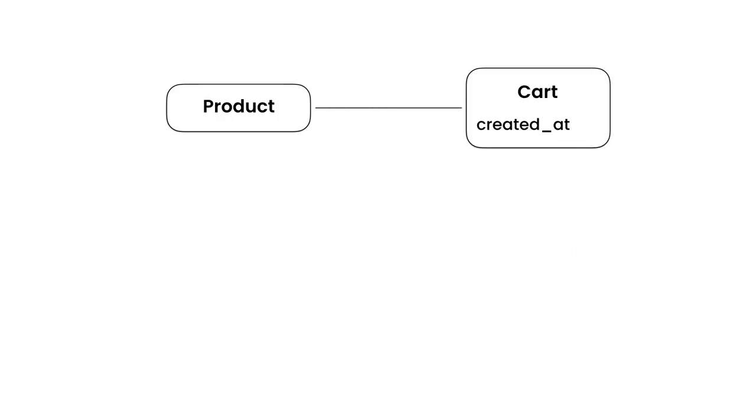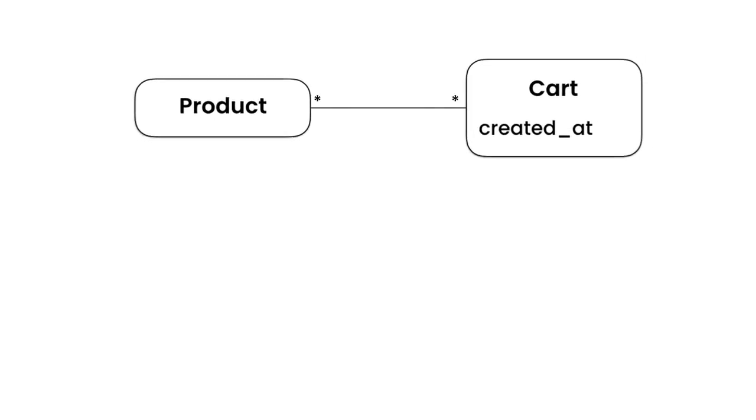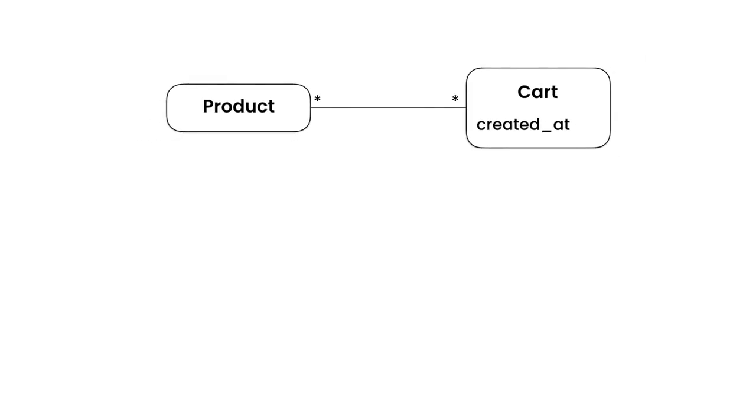Now, we need a relationship or an association between products and carts because a cart can have multiple products and a product might be in different carts. So here we have a many-to-many relationship between products and carts. Now, sometimes the relationship between two entities can have attributes. For example, if a product is in a shopping cart, we need to know how many instances of that product we have in the shopping cart.